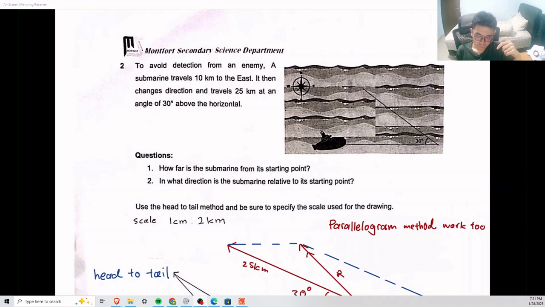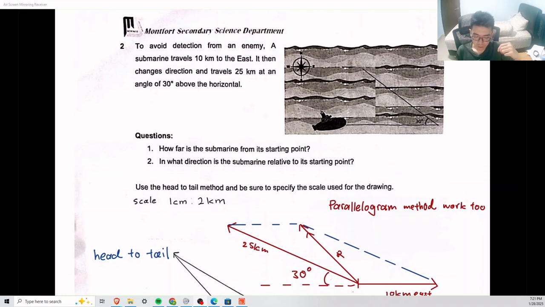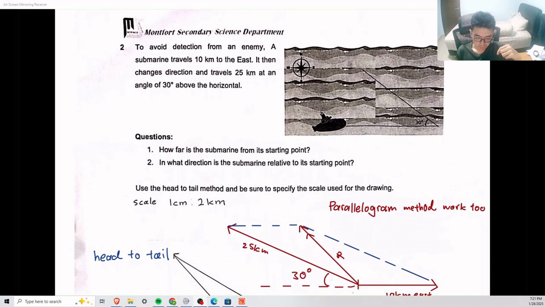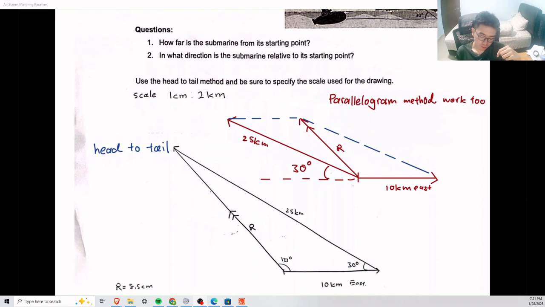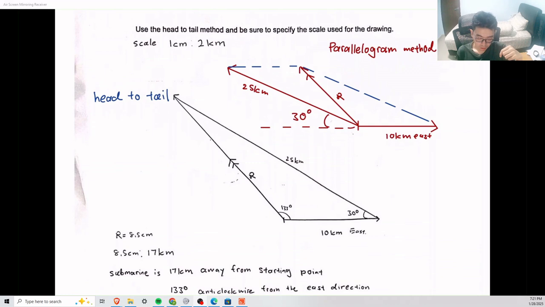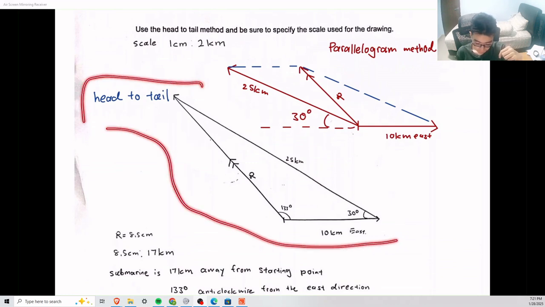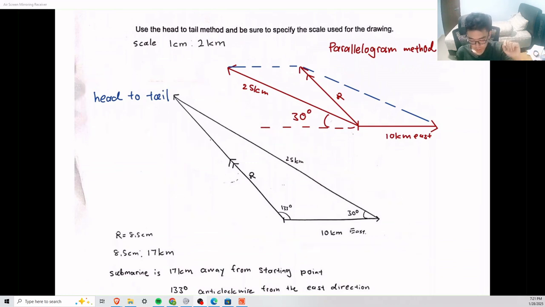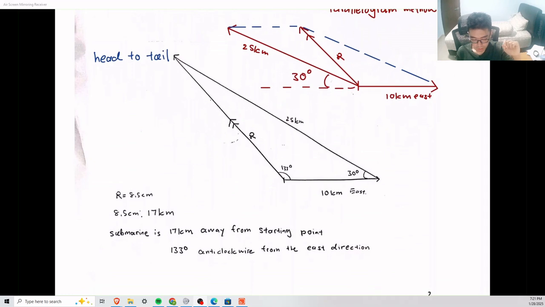Okay, so for question 2, you have a submarine, and I ask you to use the head to tail method. So scale 1 cm to 2 km. This is the head to tail. I don't think there should be much issue.